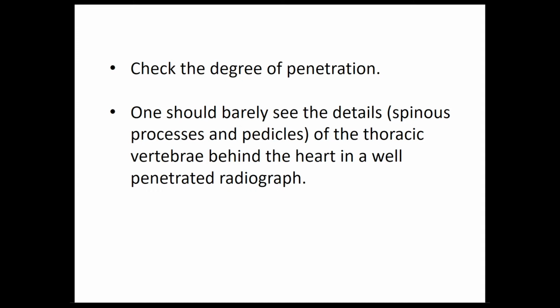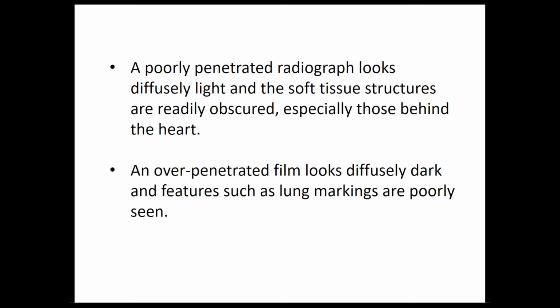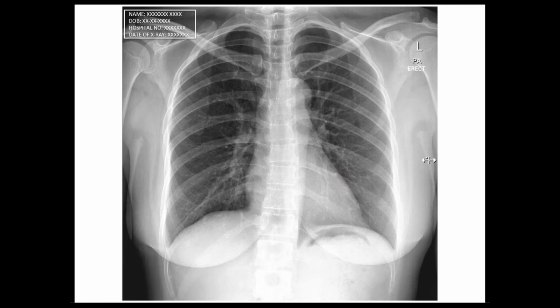Thirdly, check the degree of penetration. One should barely see the details of the thoracic vertebrae behind the heart in a well-penetrated radiograph. A poorly penetrated radiograph looks diffusely light and the soft tissue structures are readily obscured, especially those behind the heart. An over-penetrated film looks diffusely dark and features such as lung markings are poorly seen.